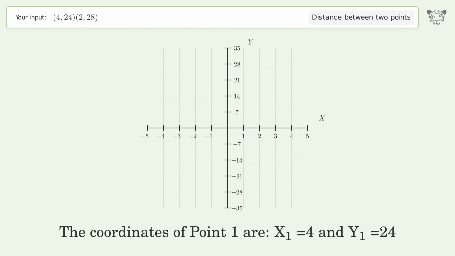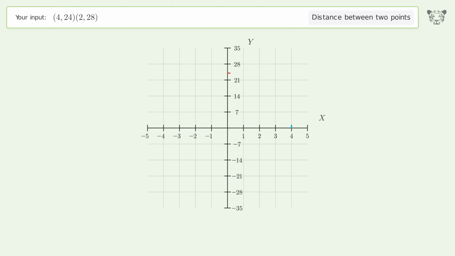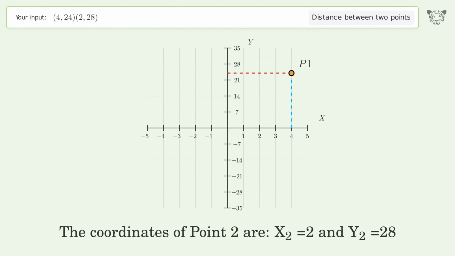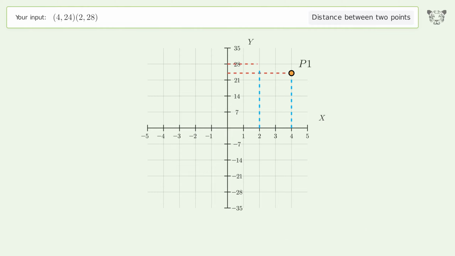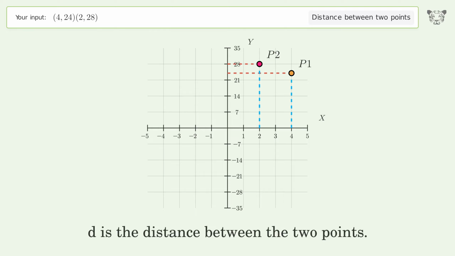The coordinates of point 1 are x1 equals 4 and y1 equals 24. The coordinates of point 2 are x2 equals 2 and y2 equals 28. D is the distance between the 2 points.